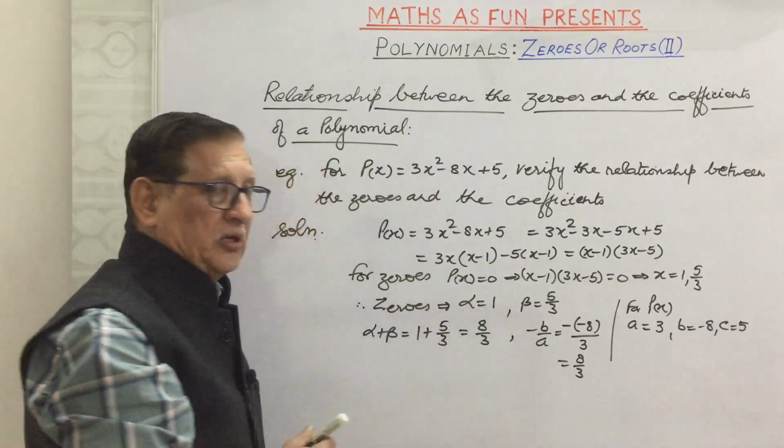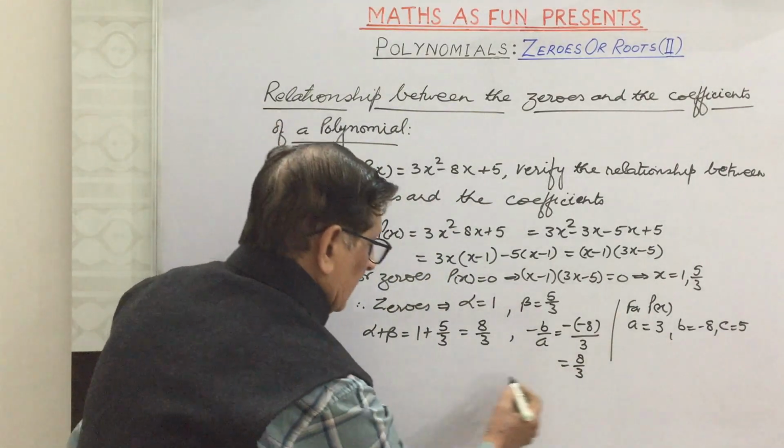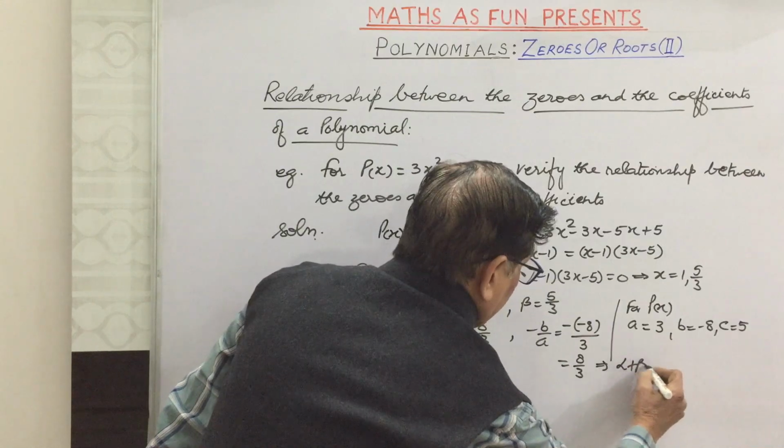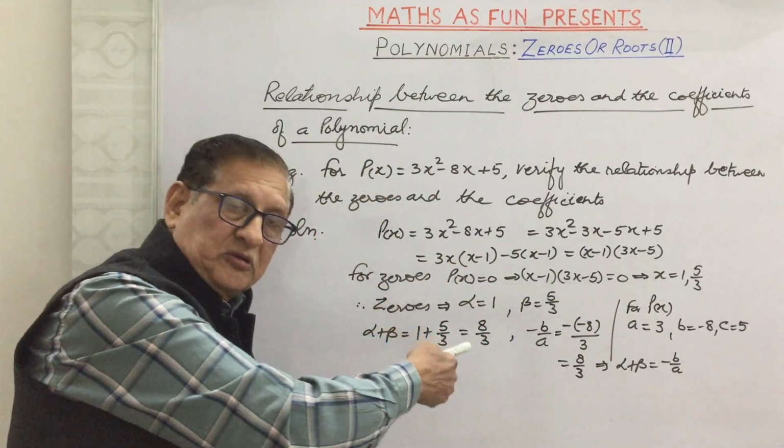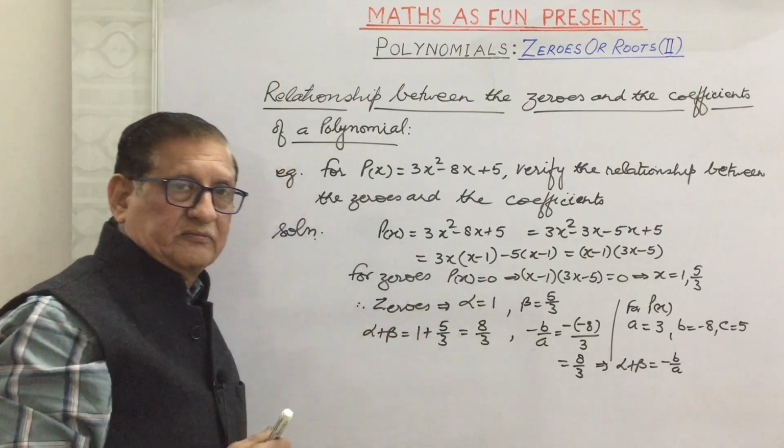Are we getting both equal? So we can say this implies that alpha plus beta is equal to minus b upon a. The first relation is verified.